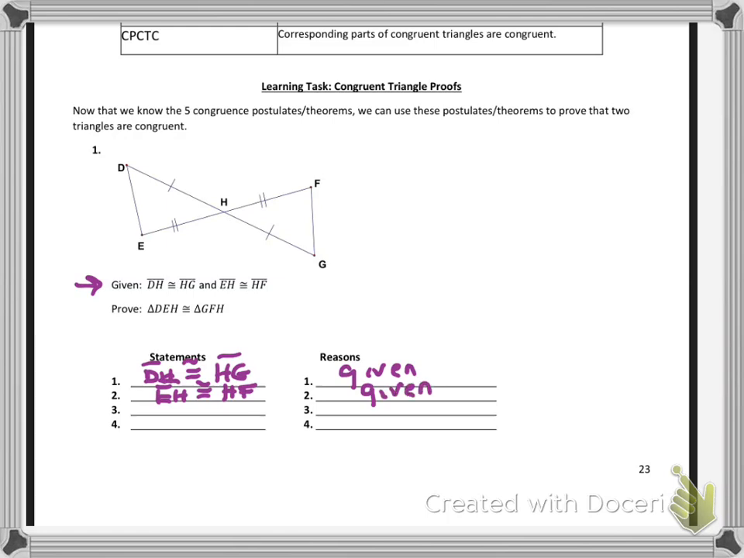All right. Then I can say that these 2 angles are congruent. So that's angle DHE is congruent to angle GHF. The reason for that is they are vertical angles, and vertical angles are congruent.